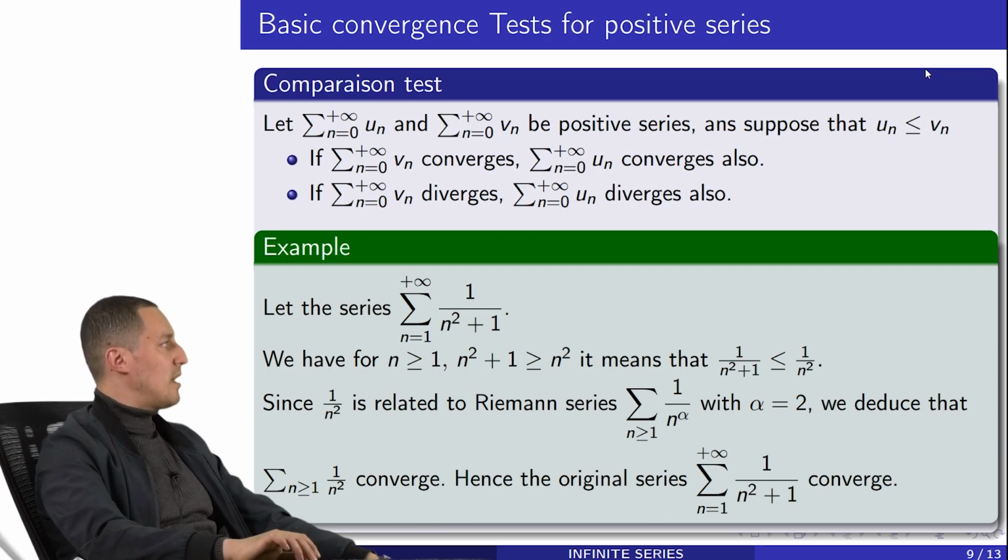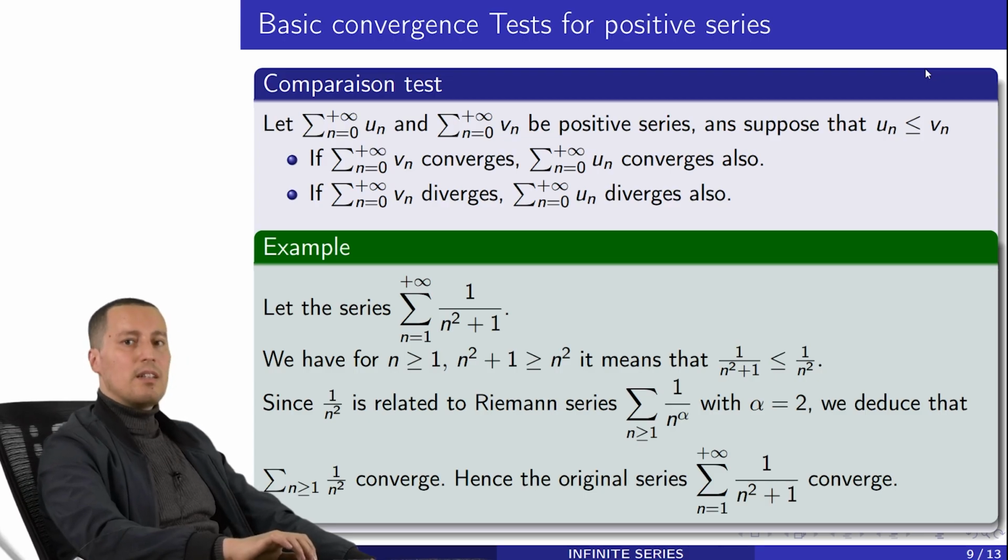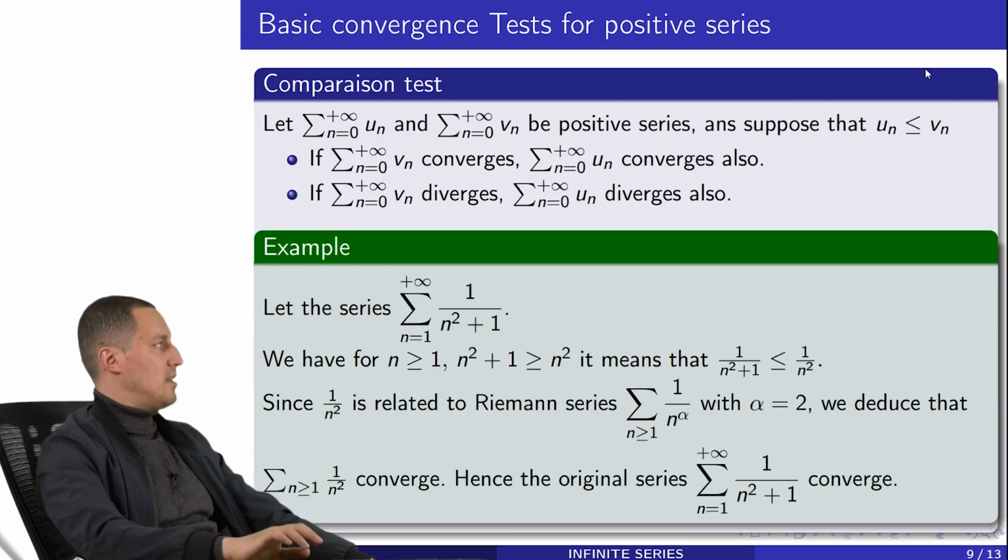Here is an example illustrating the use of the comparison test. 1 over n squared plus 1 is no greater than 1 over n power 2. Respecting the Riemann theorem, here alpha equals 2. So we conclude through the comparison test that the infinite series converges.